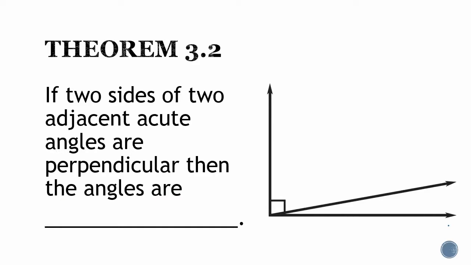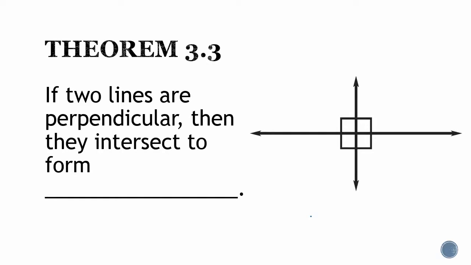Theorem 3.2. If two sides of two adjacent acute angles are perpendicular, then the angles are complementary. If you have two angles that are in a perpendicular angle, then the sum of this angle plus this angle have to add up to 90 degrees, which makes them complementary. Theorem 3.3. If two lines are perpendicular, then they intersect to form four right angles.